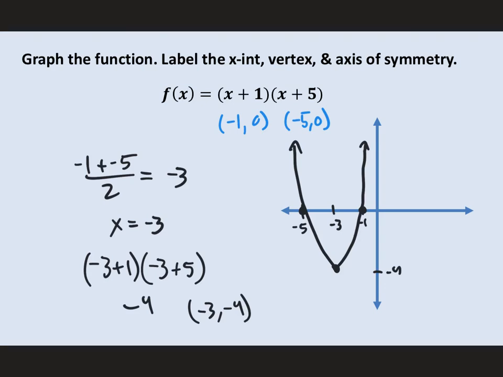So the special point we get here is we get the x-intercepts for free right off the bat from the equation. We get the axis of symmetry with this formula where we add those two x-intercepts together and divide by 2. That gives us the axis of symmetry. And then we get the vertex by plugging the axis of symmetry back in for x, getting the y value, and that gives us our vertex. So our x-intercepts are up here. Our axis of symmetry is right here. And our vertex is down here.